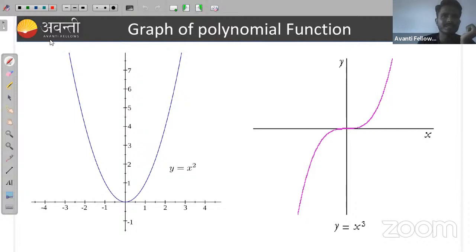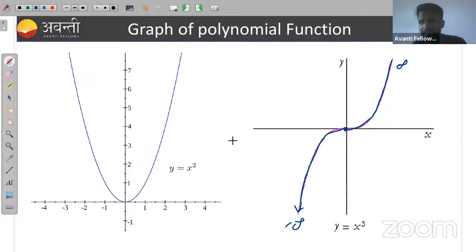So these are two basic functions that we most often have to deal with: x square, whose graph will look like this, and the graph of x cube, which is something like this, and this tends to infinity and minus infinity.